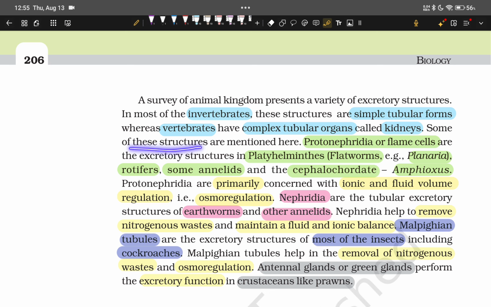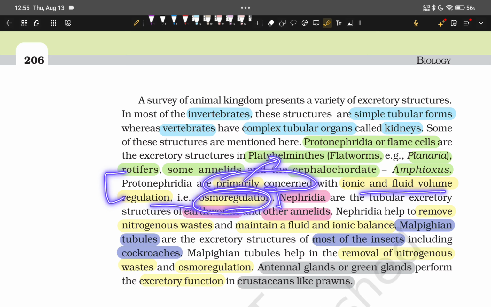Now let's talk about some of the structures present in different types of animals in the animal kingdom. Protonephridia or flame cells are present in platyhelminthes, also known as flatworms. Example is planaria. Rotifers, some annelids, and cephalochordata, example is amphioxus. All these have protonephridia or flame cells. Protonephridia is primarily concerned with ionic or fluid regulation, which is osmoregulation. This statement becomes important because it's written that it's primarily concerned with only osmoregulation.